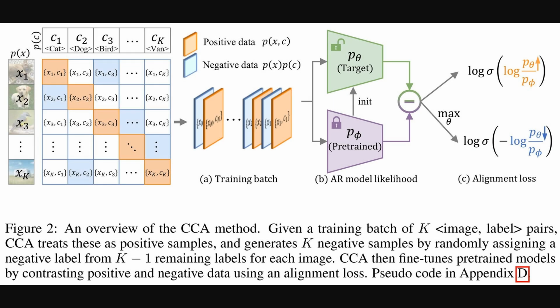Okay, so how does CCA achieve this improvement? Figure 2 illustrates the method. It starts with training data, specifically matched image-label pairs treated as positive examples. Then, it creates negative examples by randomly pairing images with incorrect labels from the batch. The CCA process then fine-tunes the pre-trained model by contrasting these positive and negative samples using a specific alignment loss. This essentially teaches the model the conditional residual needed for high-quality, guidance-free results.